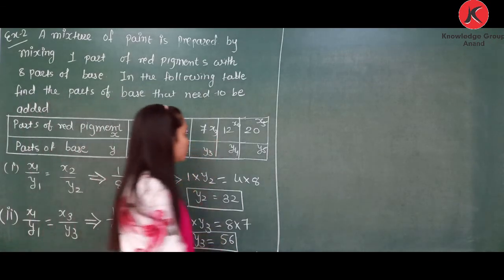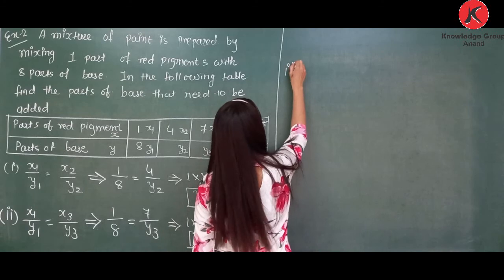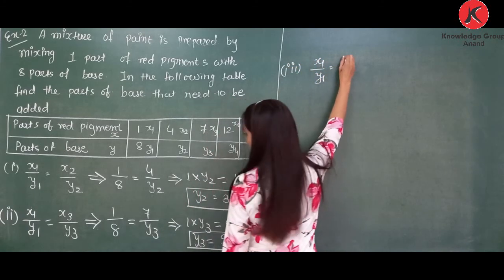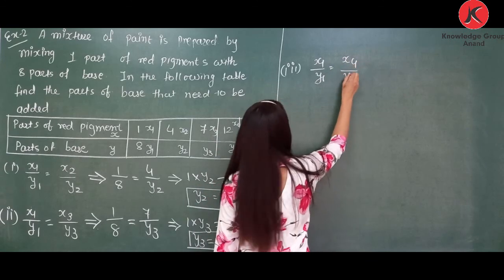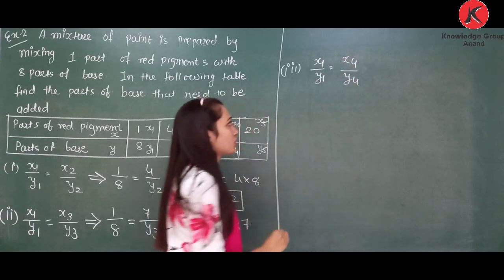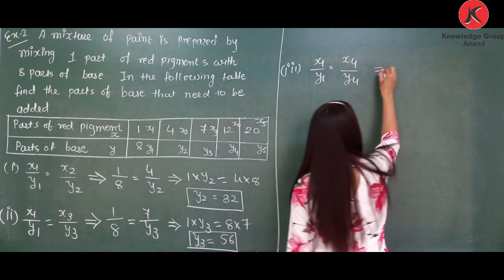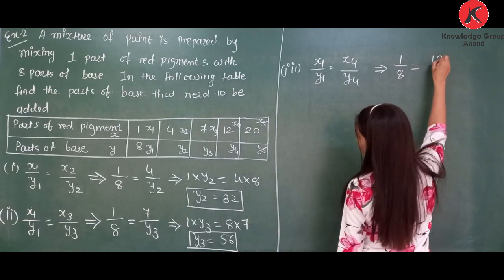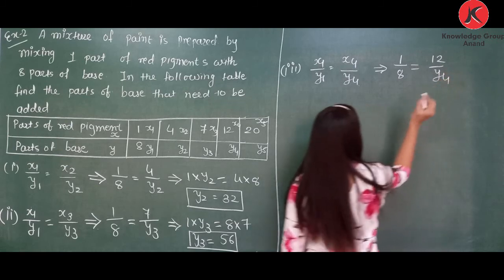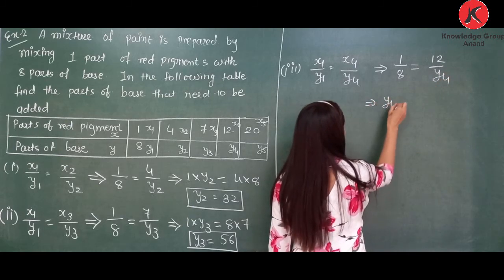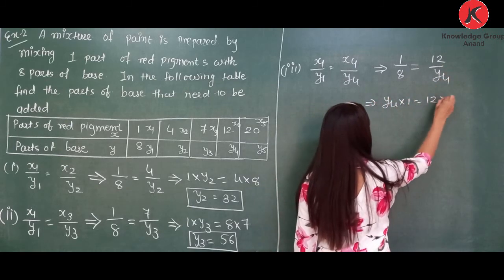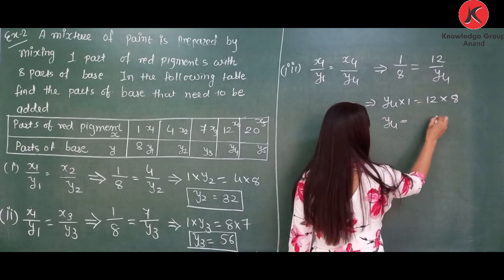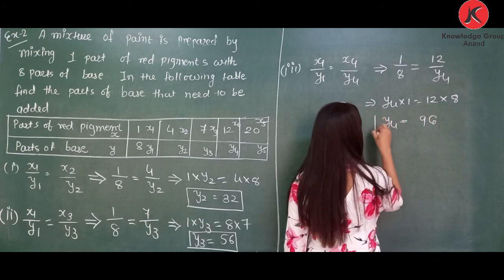For next one, x1 divided by 1 is equal to x4 divided by 1. So x1 is 1, y1 is 8, x4 is 12, what is y4? Cross multiply. So y4 is equal to 96.